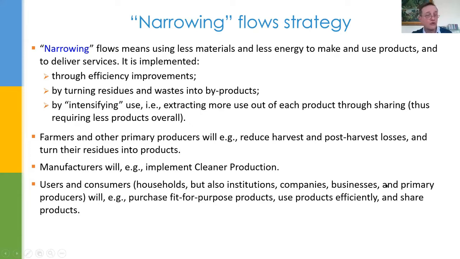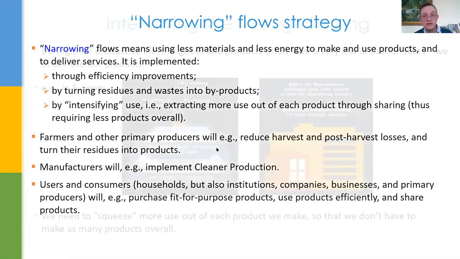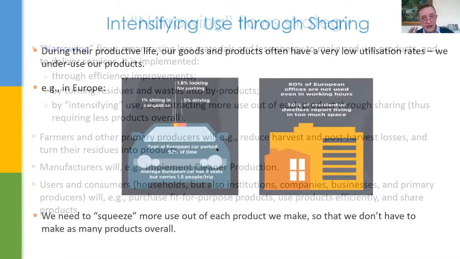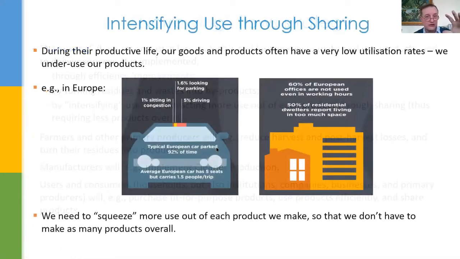And of course, primary producers are also users. They use pesticides, they use fuel for their tractors and so on and so forth. These users and consumers, all of us essentially in the economy, we will, for instance, purchase fit for purpose products, i.e. we will buy products that do what we want and not a whole lot more. We will use our products efficiently and we will share products. I think efficiency and turning residues into byproducts is relatively sort of understood, so I'll skip those.